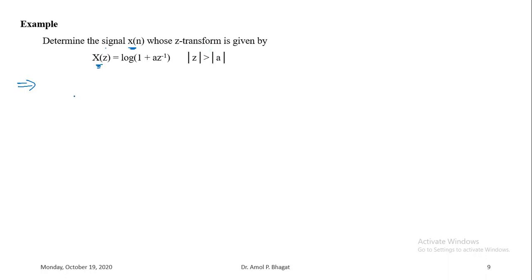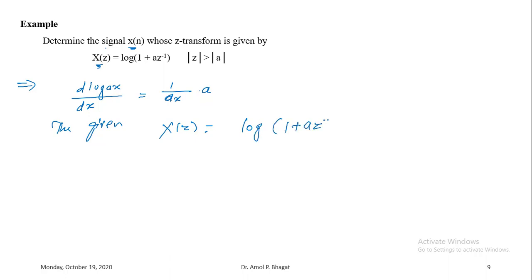So we know that the derivative of log ax with respect to x is 1 upon ax, and the derivative of ax is simply a. So that is the derivative of log ax. Here we have this X of z. The given X of z is log of 1 plus a z inverse.